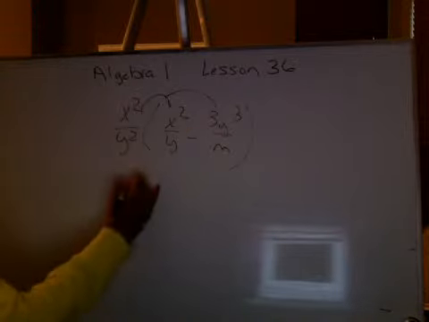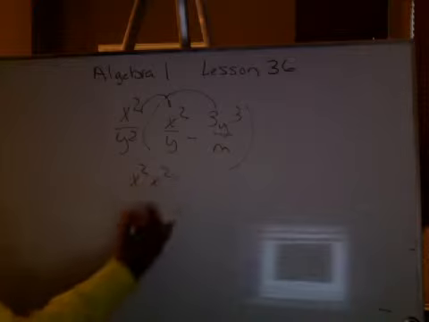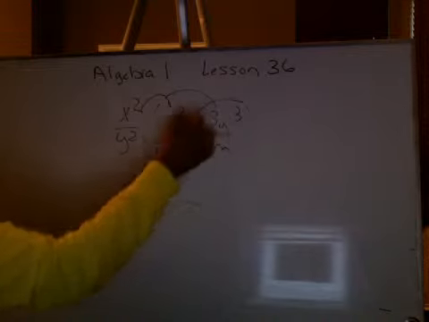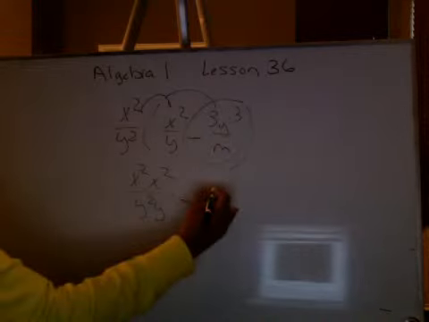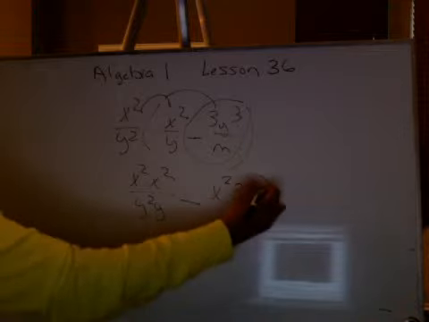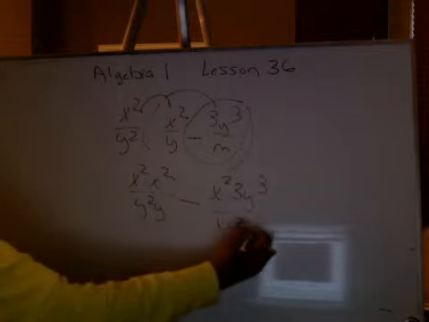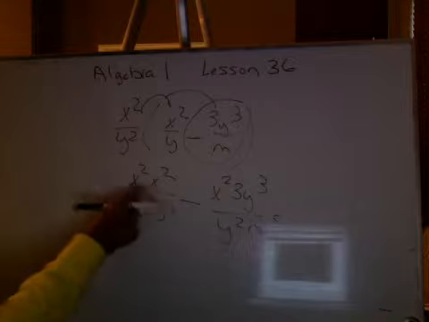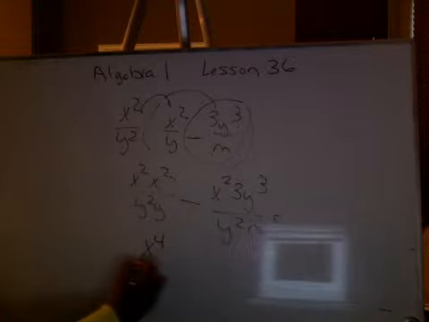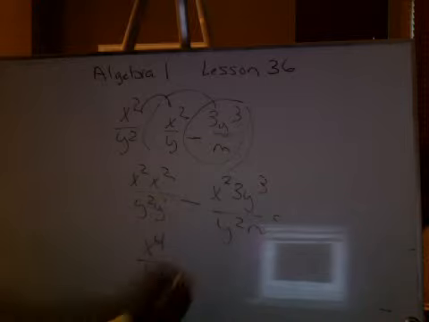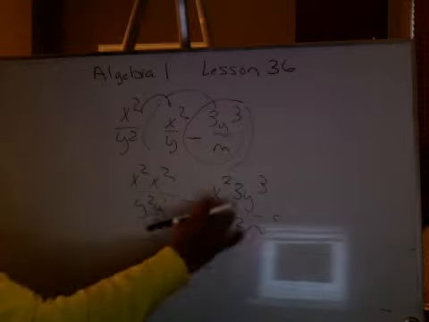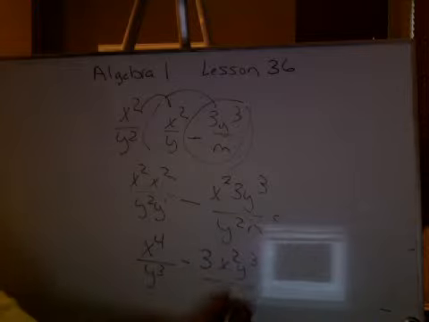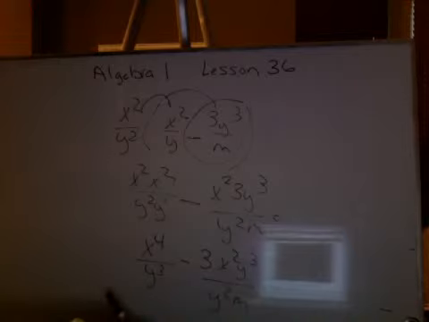So you've got x squared times x squared over y squared times y minus, remember this negative is married to this term right here, x squared times 3y cubed over y squared m. And so we have to simplify. Now we're using our exponent rules. We have the same base, so it becomes x to the fourth over y cubed, because of this implied 1, minus, we're going to put this with a coefficient first, and then in numerical order, 3x squared y cubed all over y squared m. And there's your answer.